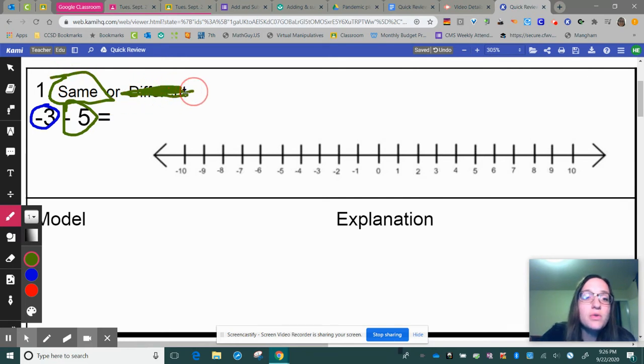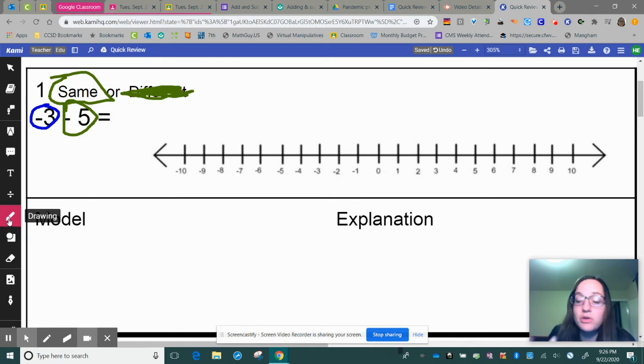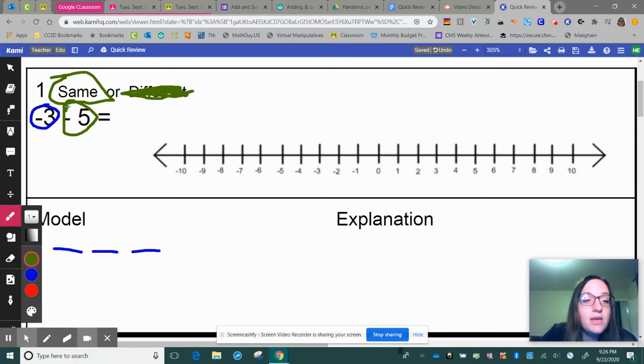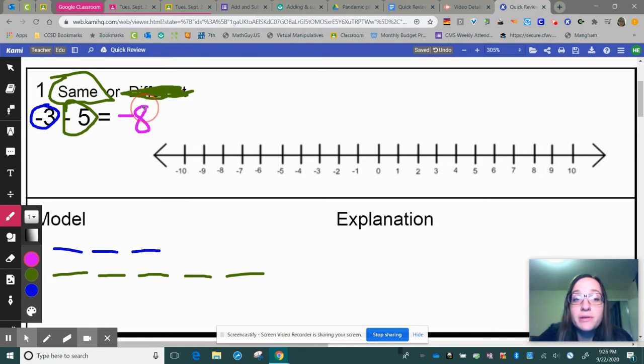All right, we've learned a few things about the same signs. So let's draw that out just to make sure we know the model. You can use models today. If we have 3 negatives, we can draw out 1, 2, 3 negatives. And then we have 5 negatives, so let's draw 1, 2, 3, 4, 5. There's no zero pairs. We just have a bunch of negatives. How many negatives to be exact? Well, if we count, we have 1, 2, 3, 4, 5, 6, 7, 8 negatives. So that is our answer from our model.